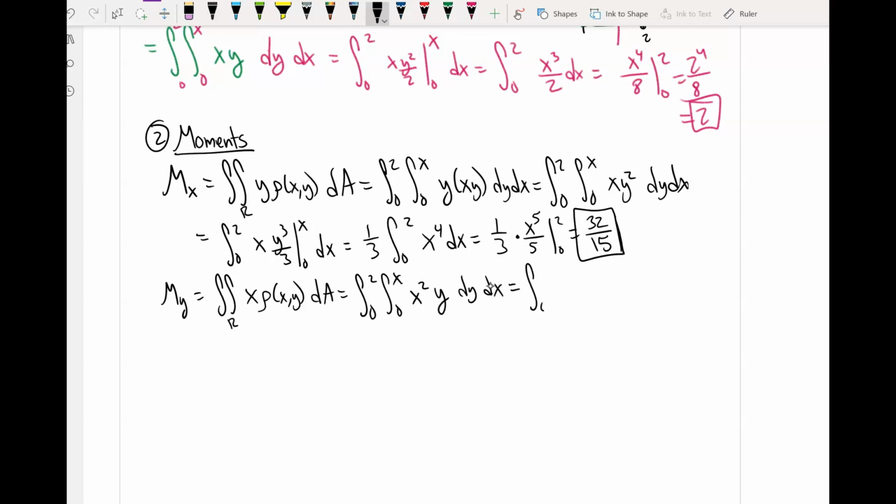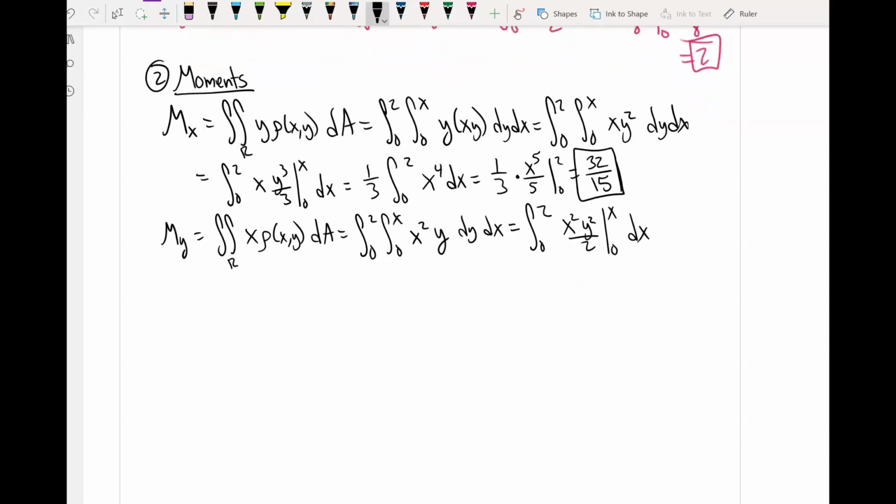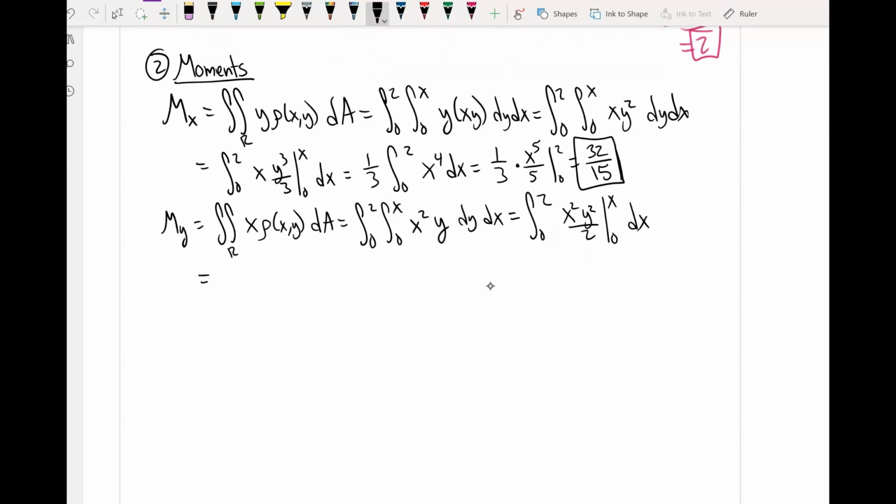So this is going to give me the integral from 0 to 2 of x squared y squared over 2 from 0 to x. All right, and then you're going to pull out the 1/2, integral from 0 to 2, and then we're going to have an x to the 4th power dx. So we're going to have 1/2 times x to the 5 over 5 from 0 to 2. That should give me 32 over 10. All right, so those were our moments.